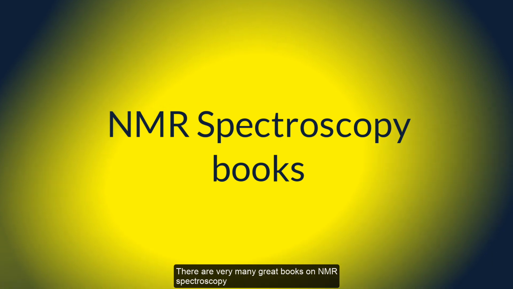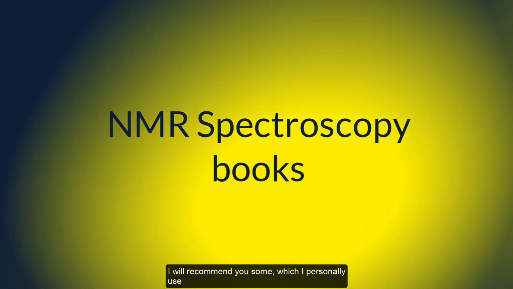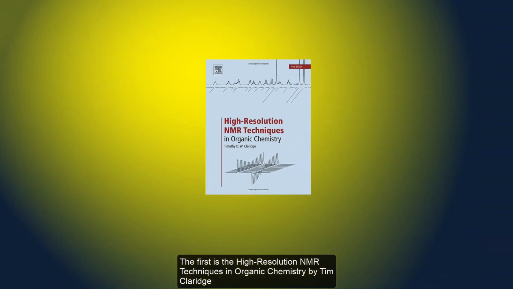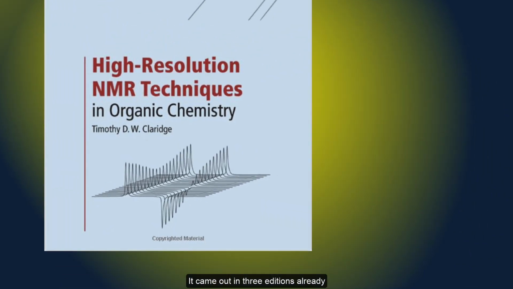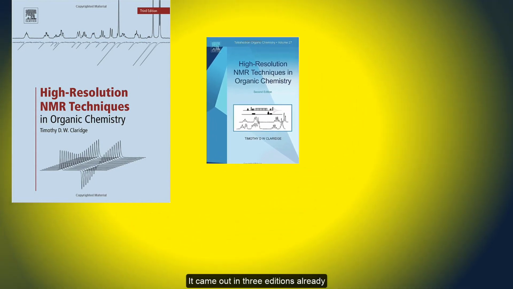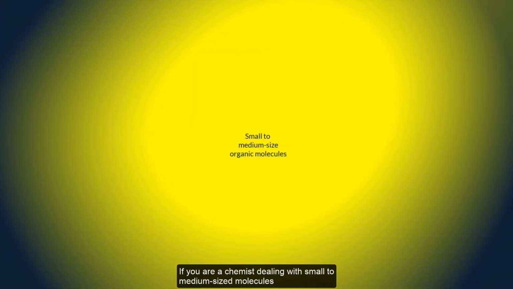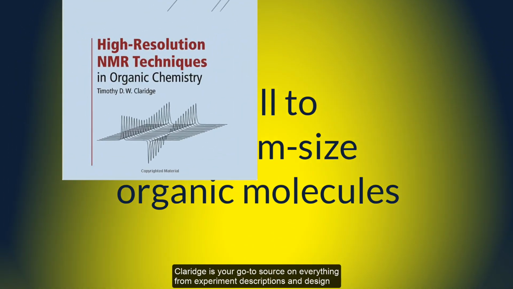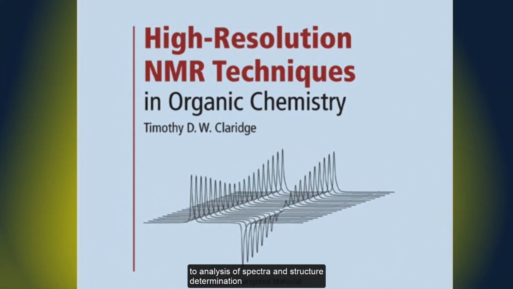There are very many great books on NMR spectroscopy. I will recommend you some, which I personally use. The first is the High Resolution NMR Techniques in Organic Chemistry by Tim Claridge. It came out in 3 editions already, but any one you can get will work for you. If you are a chemist dealing with small to medium-sized molecules, Claridge is your go-to source on everything from experimental description and design to analysis of spectra and structure determination.